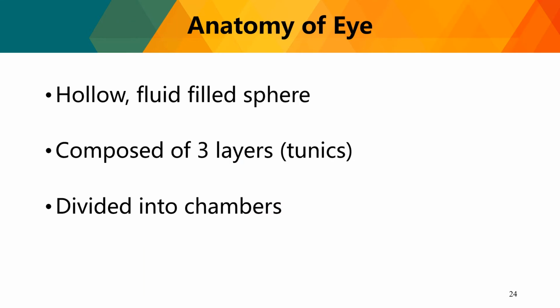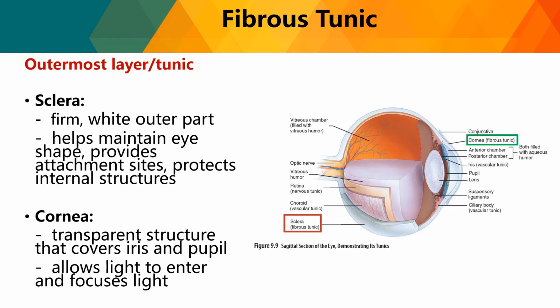So, for the anatomy of the eye, of course, the eye is a hollow fluid-filled sphere. It is composed of 3 layers or tunics, and it is divided into chambers. So the first one, or the outermost layer or tunic, would be the fibrous tunic, which has your sclera. Okay, so it is a firm white outer part. It helps maintain eye shape, provides attachment sites, it protects internal structures of your eyes. And then you also have the cornea, which is the transparent structure that covers the iris and pupil, and it allows light to enter and focuses the light.